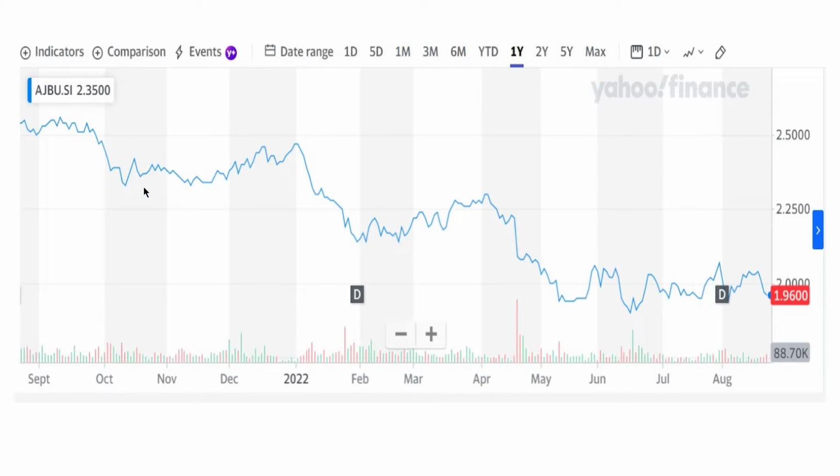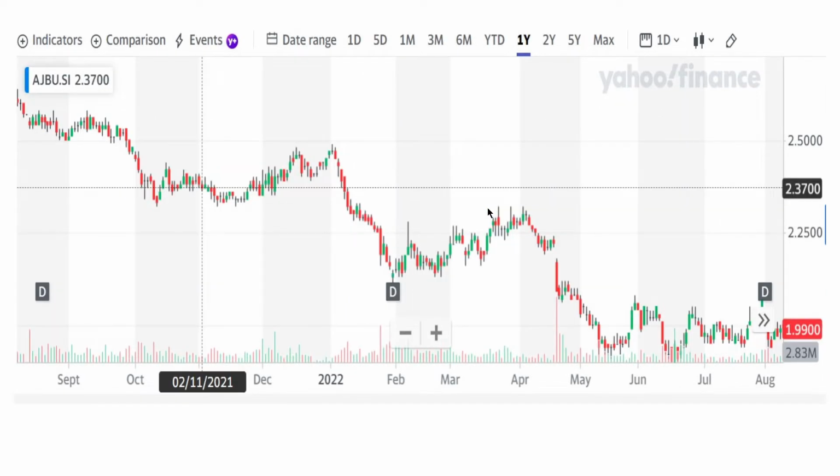Using a simple line chart, you see it's not a lot of information. You can see that it's kind of on a downtrend, but I think more information can be gleaned from the usage of candlesticks. If you click on this button here and choose candlesticks, this is what you get. And I think over here you see much better information.